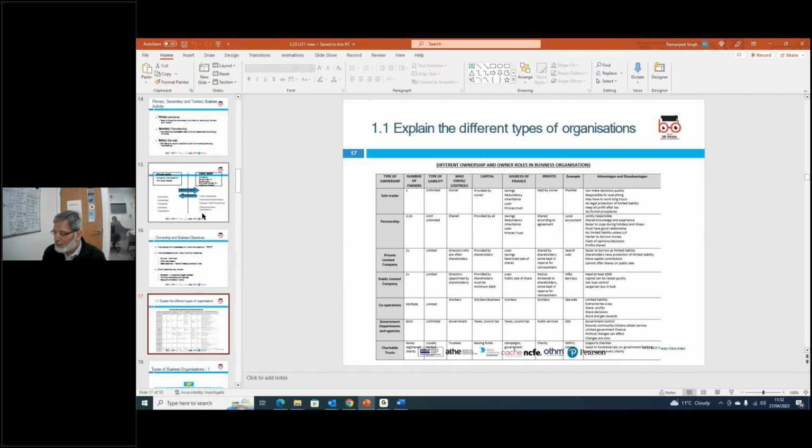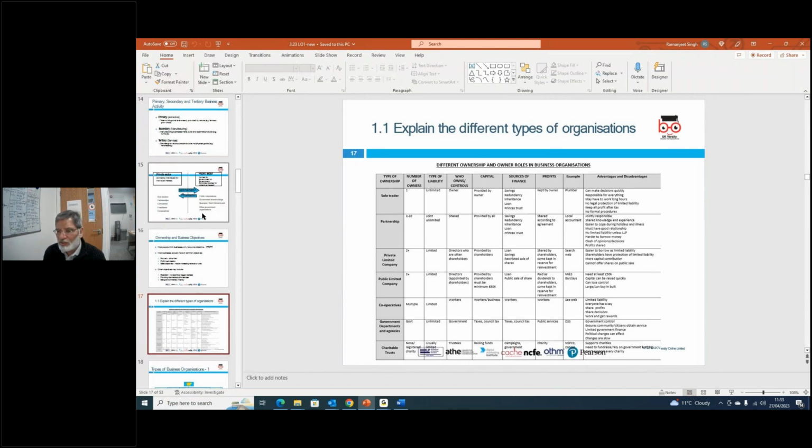Of course, you still have unlimited liability, as in sole tradership, because the person who opened the business has no limited liability.